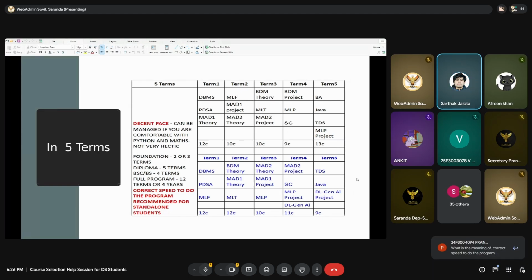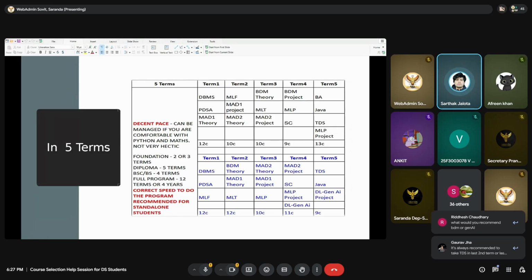And what is the meaning of correct speed to do the program recommended? Basically, IITM recommends that if you are doing the program standalone, or if you are pursuing diploma in programming, diploma in data science, this is the recommended pace.